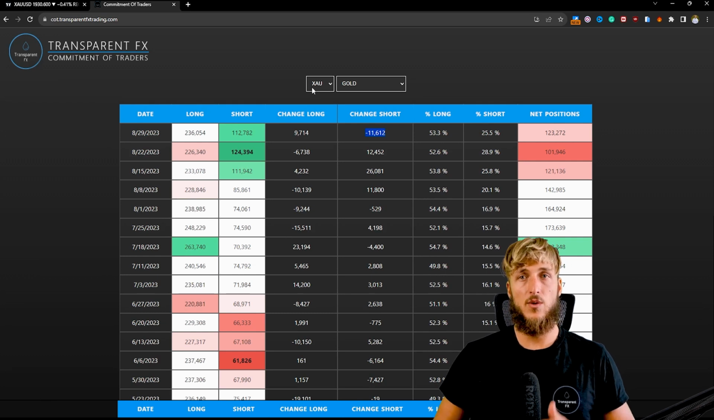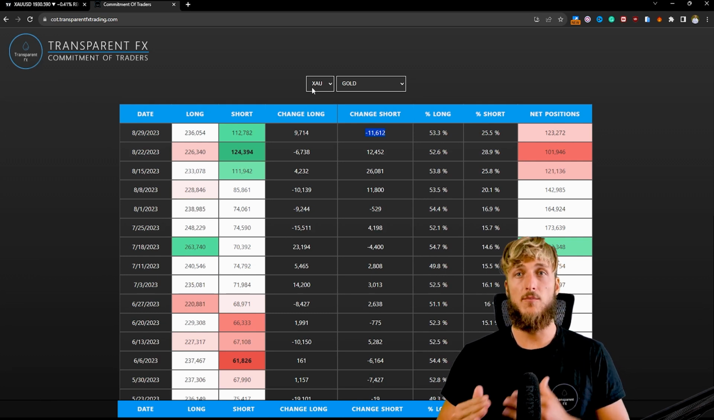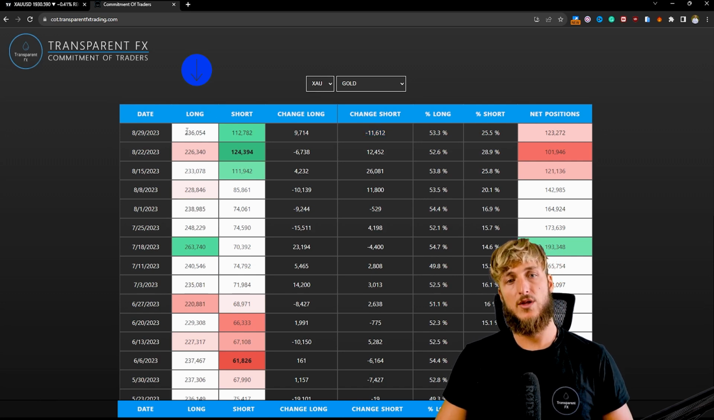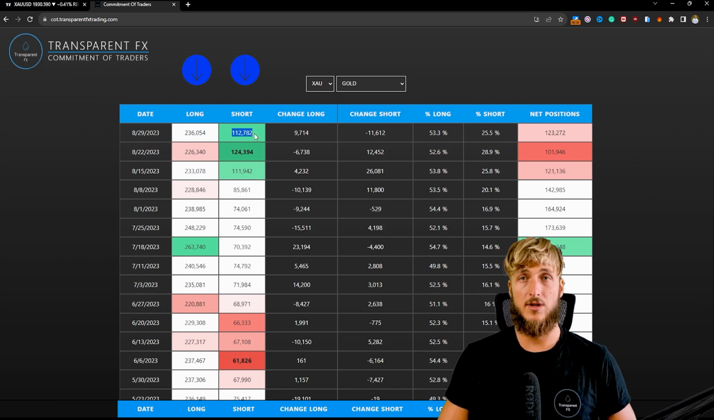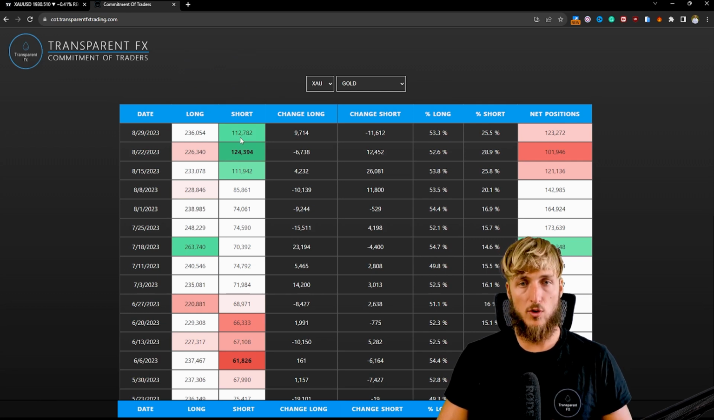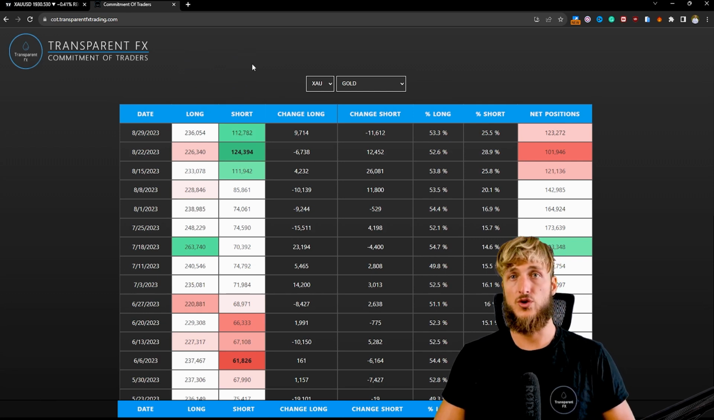Now, this shows how institutions are currently moving to the bullish side of this market, making it stronger, with 236,000 longs and only 112,100,000 shorts recorded at the moment with the last reports from an institutional perspective. So way more longs than shorts, making gold stronger.